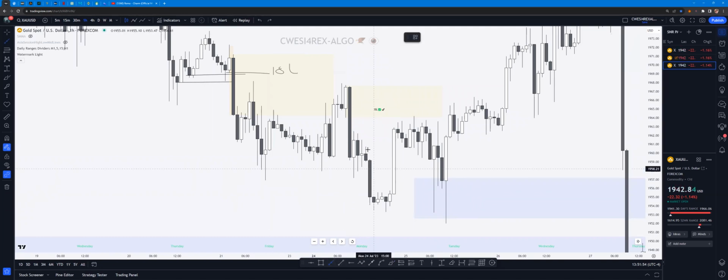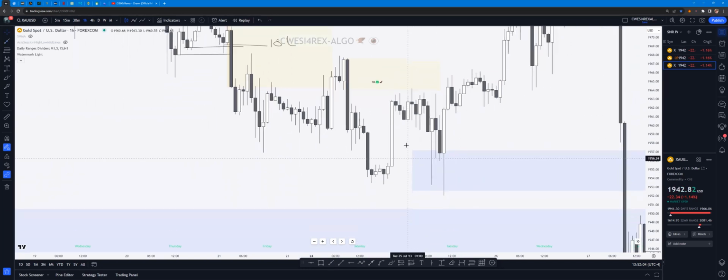So are you just trading gold at the moment, or are you trying it on just gold? Okay, only gold. Okay, so let's look for another example.